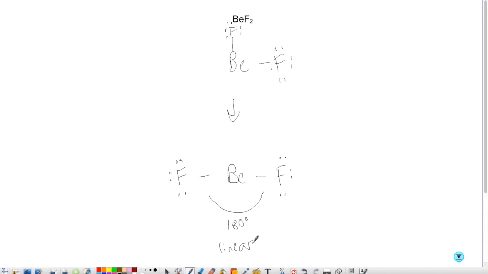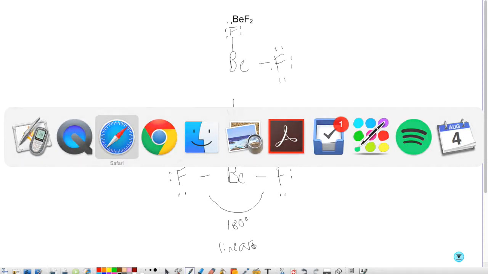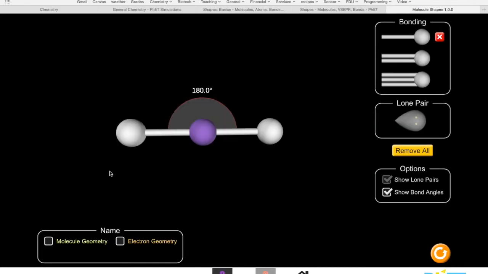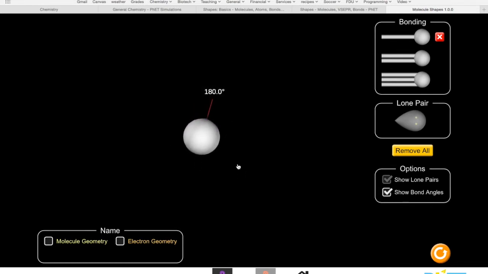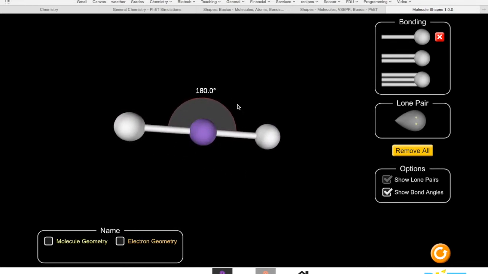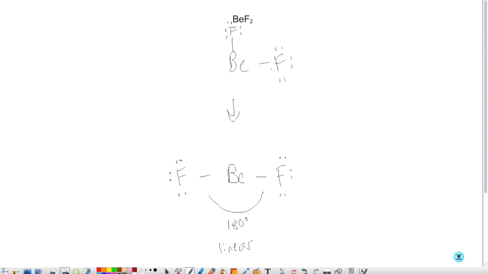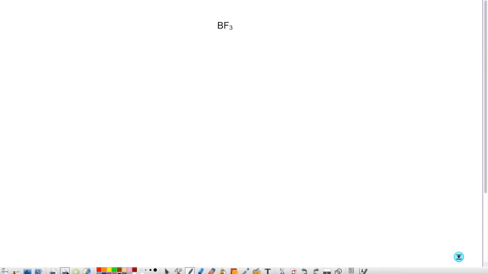And I'm going to be using a modeling thing, which I'll put a link to in the graphical organizer that you can kind of play with. So here's a linear molecule, okay? You can see, I'll look right down that. The angle between those two bonds, those two pairs of electrons, is 180 degrees. We said it's linear, all right? So that's BeF2, great. What about BF3?